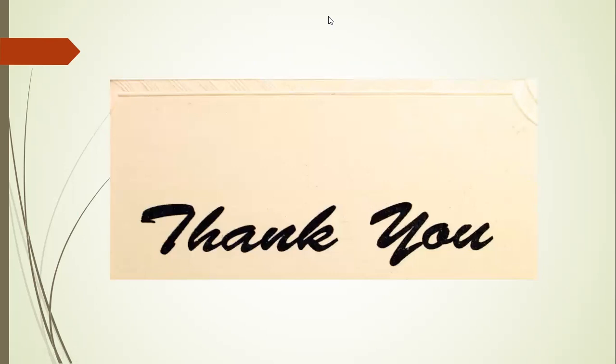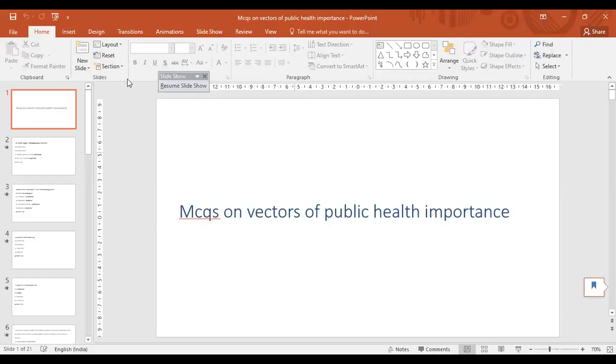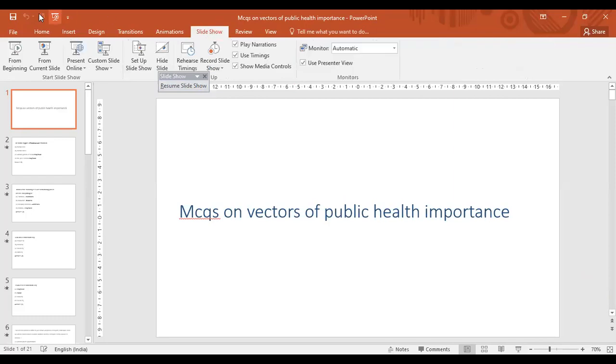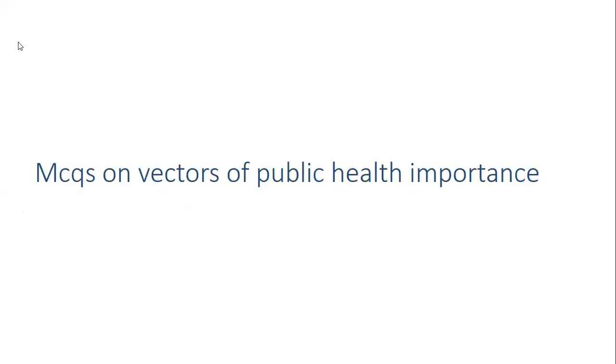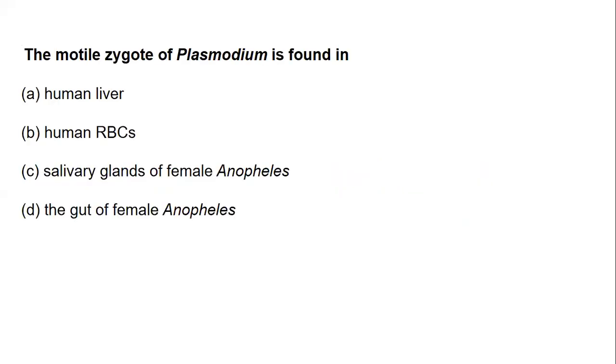Then we will discuss about the MCQs on the vectors of public health importance. The motile zygote of Plasmodium is found in. The motile zygote is also called as ookinete. It is found in the gut of the female Anopheles mosquito.